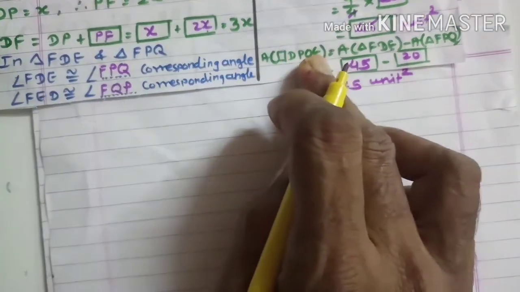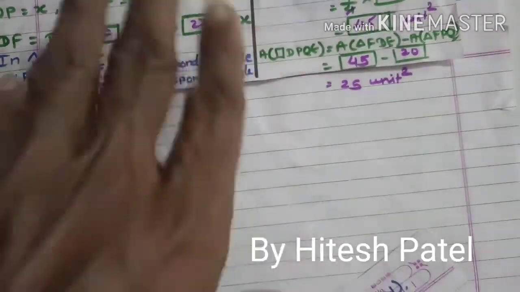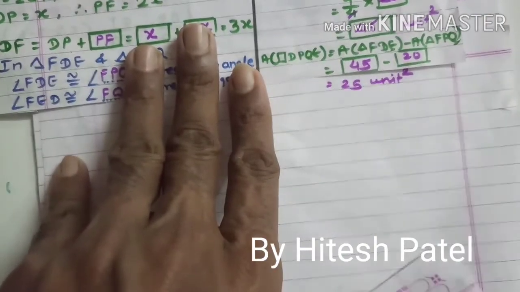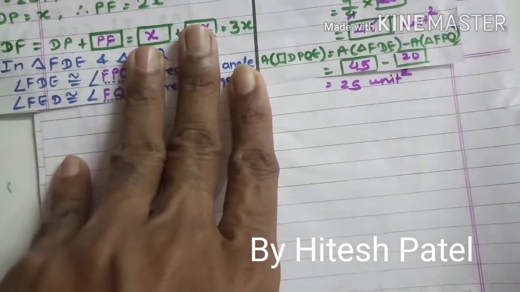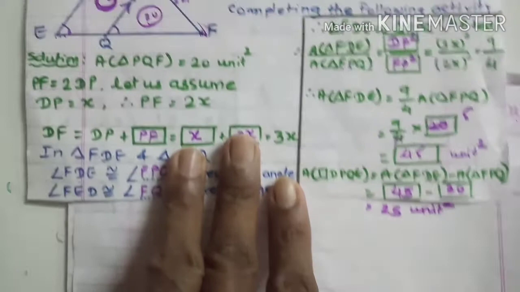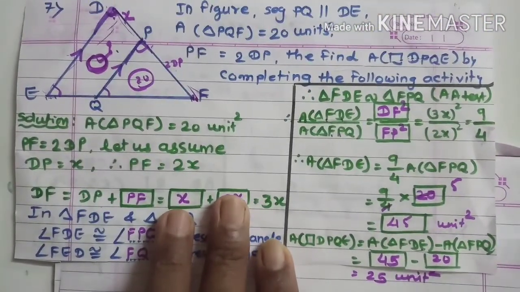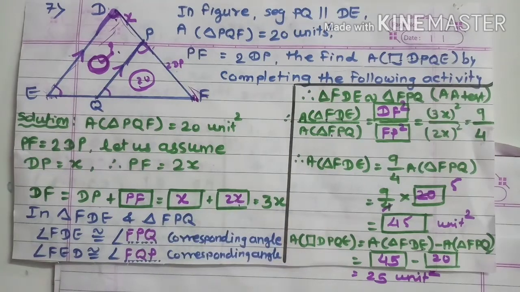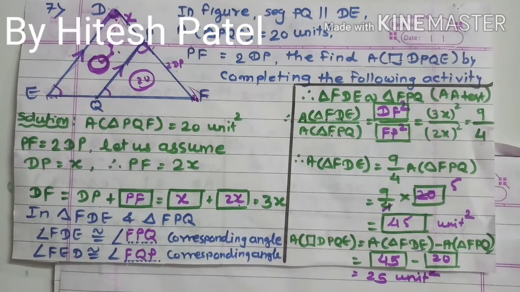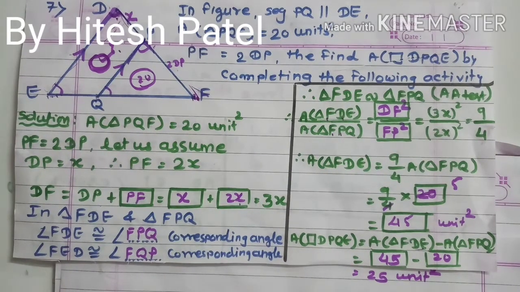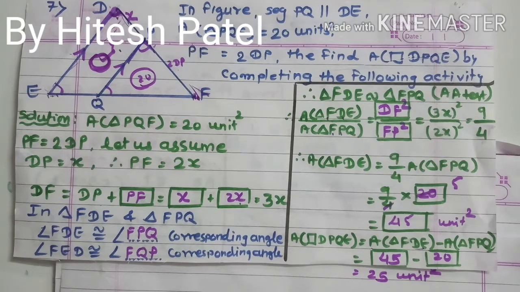Okay, so this is how we can find the area of quadrilateral DPQE. Okay, see once again. So this is how exercise, problem set number 1.4 is finished.